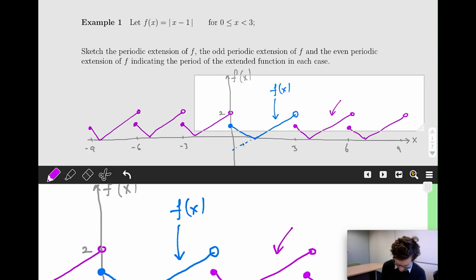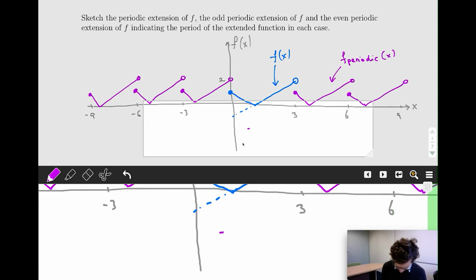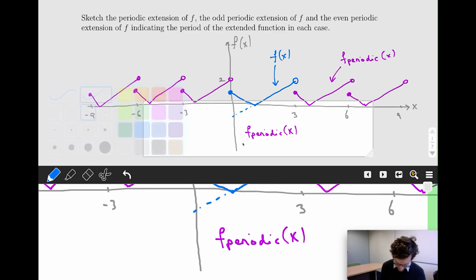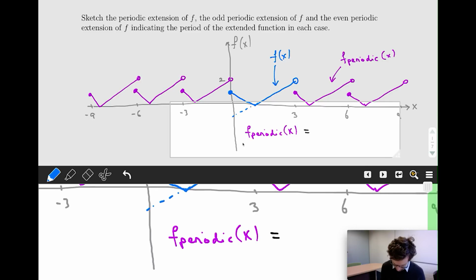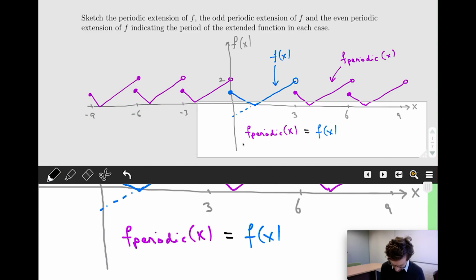So we're going to indicate this function by f periodic. I'm going to call it f periodic, just so I can distinguish it from my original function f of x. And of course, those two things are the same on the original interval. So what I mean by that is that f periodic of x is equal to f of x for 0 less than or equal to x less than 3.